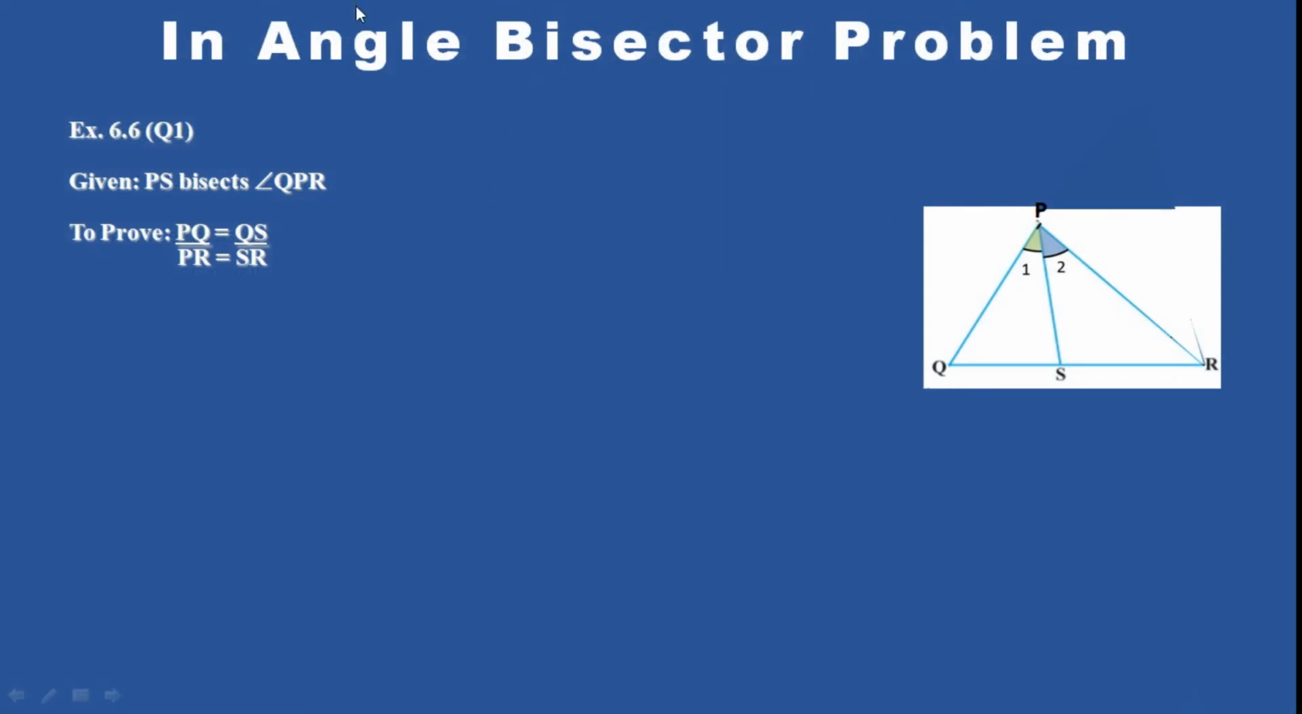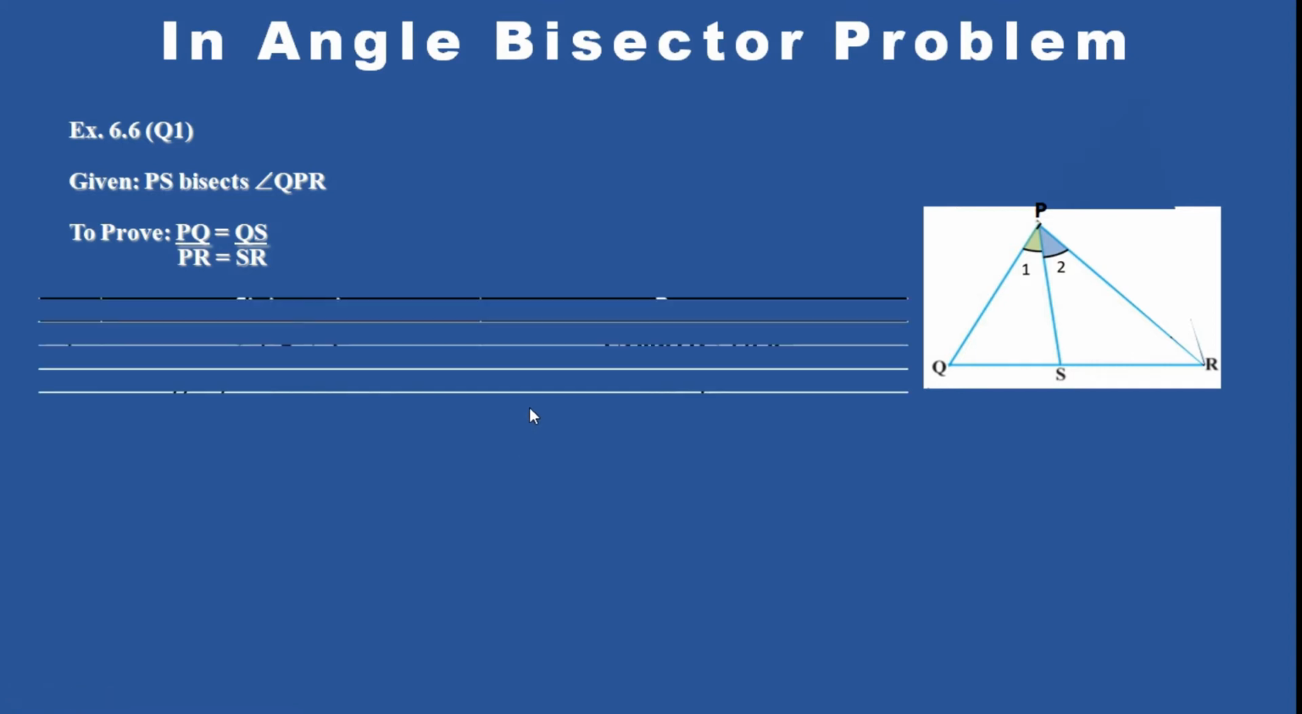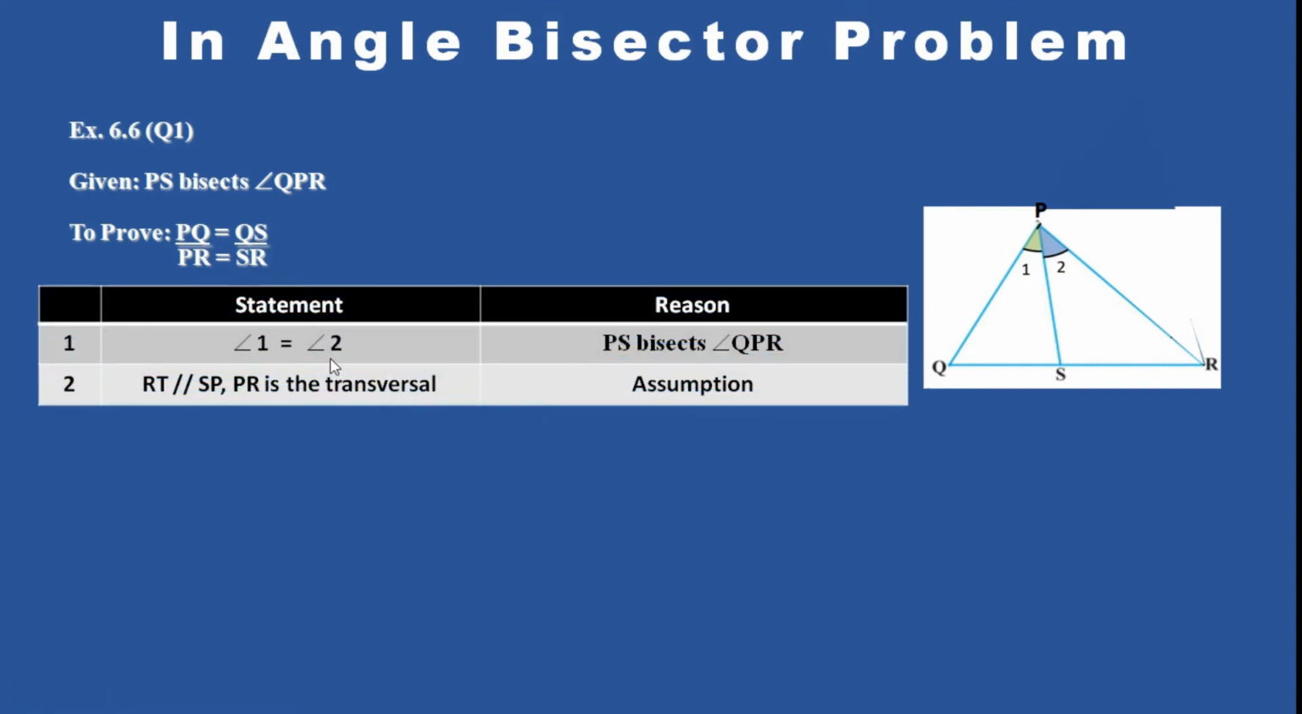We can apply BPT in an angle bisector problem. So in this question, it is given to us that in triangle PQR, PS is the angle bisector of angle P, right? So it is given to us that angle 1 is equal to angle 2. And we have to prove this proportion. There is nothing parallel given in this particular question. So first thing that we do is we make a construction here.